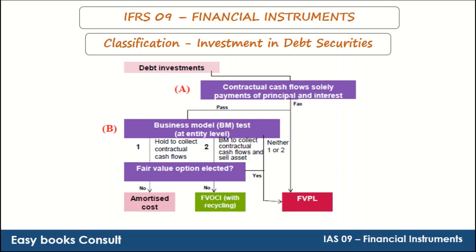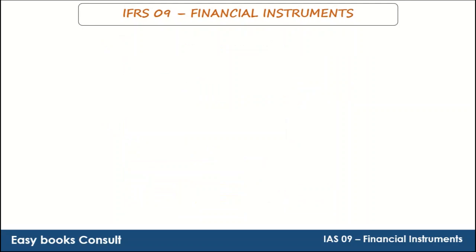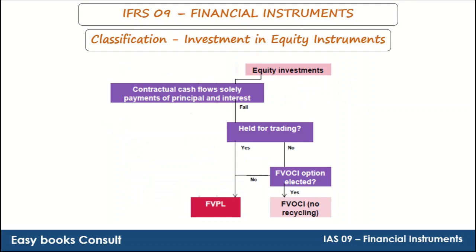Now, for a better understanding of the classification, let us look at the flowchart for equity instruments. All equity instruments in scope of IFRS 9 are measured at fair value in the statement of financial position, except for those equity instruments which are not held for trading, for which the entity has elected to present value changes in other comprehensive income.